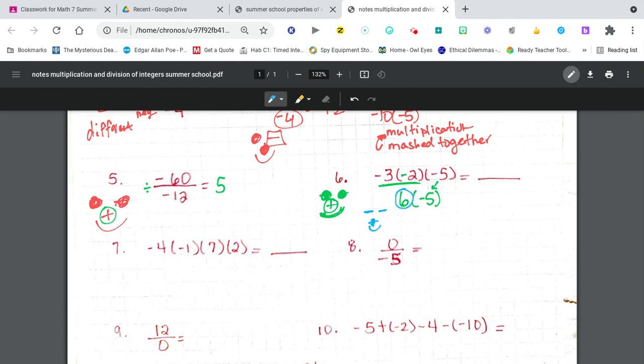6 is positive, and 5 is negative. Cross it out. That leaves me with a negative answer. So it's going to be negative 30. 6 times 5 is 30.